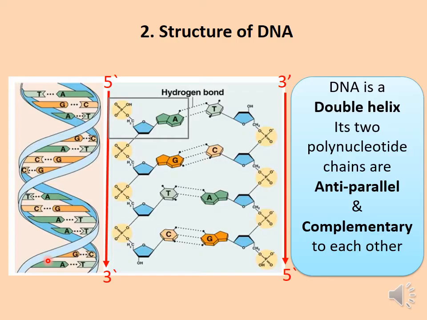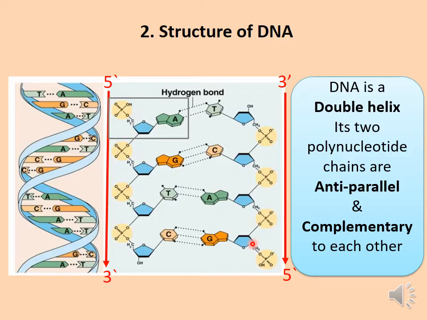Then why are these polynucleotide chains said to be antiparallel? Since the distance between these two chains is always constant, they are said to be parallel. And as you can see here, one polynucleotide chain is running from 5' end to the 3' end, and the other chain is running from 3' end to the 5' end. So they are opposite in direction.